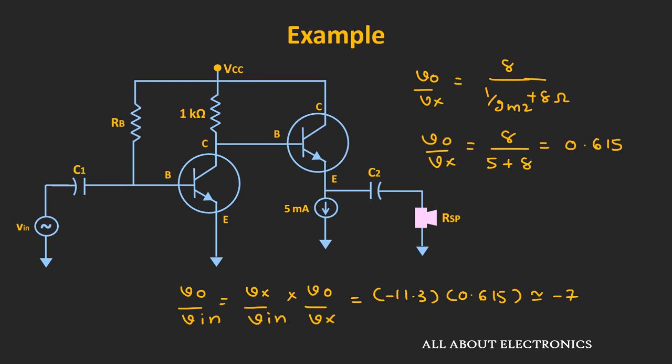And still it is far better than the first case, where the gain was minus 0.159. That means whenever the load impedance is very low, it is always better to use the emitter follower as a buffer between the amplifier and the load. So I hope in this video you understood what the emitter follower is, and because of its high input impedance and low output impedance, how it can be used as a buffer.